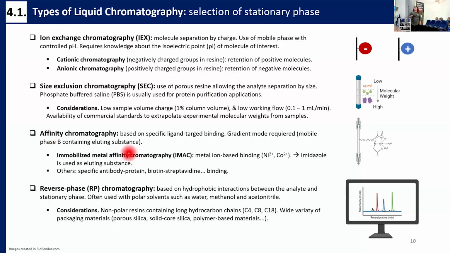Also, there are other chromatographies based on affinity. There are different types. The most commonly used is immobilized metal affinity chromatography, which can have metal ions in the resins such as nickel and cobalt. For example, these are useful for the purification of proteins, since the histidine groups can interact with these metal ions. And then for the elution, we need to put imidazole in the elution mobile phases.